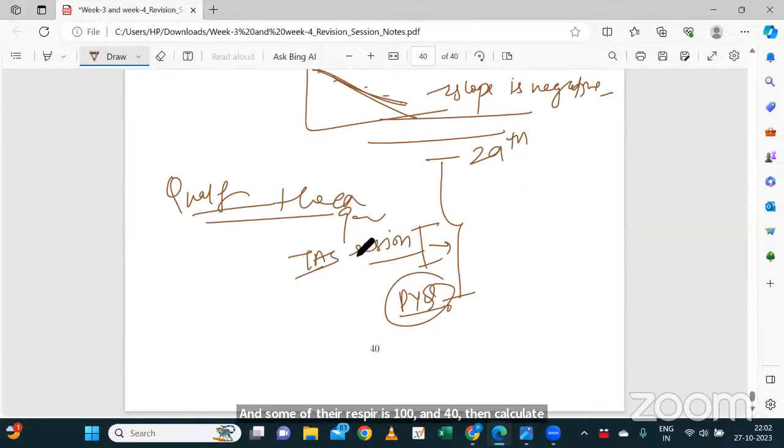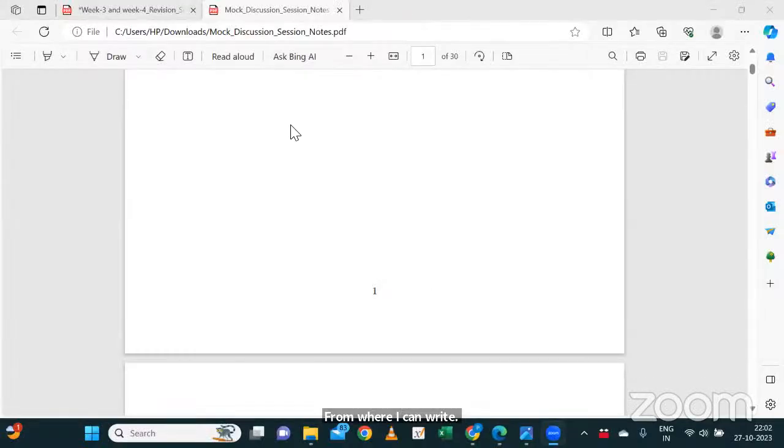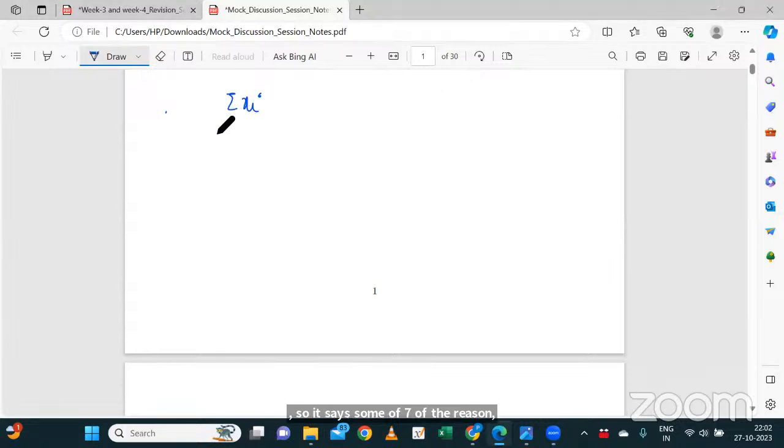Just a minute, let me open a page from where I can write. Okay, can you see my screen? Yes, sir. So it says the sum of 7 observations, right? That means the sum of xi, i equals 1 to 7, is how much? 28. Yes, sir.